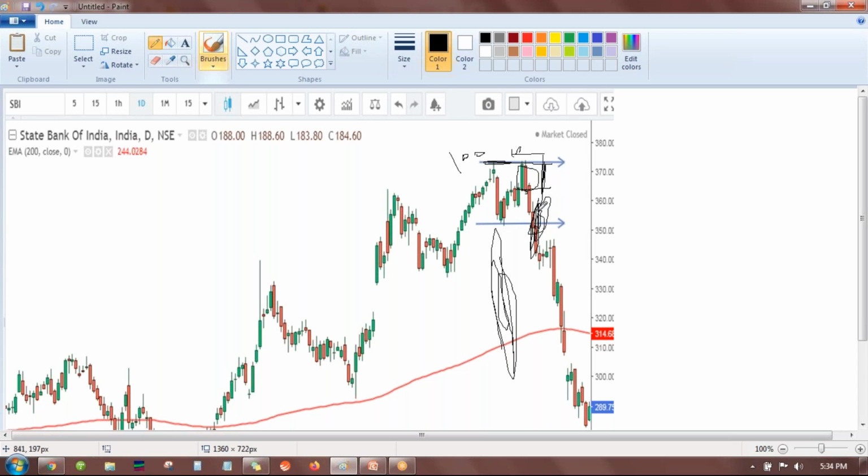What if it fails? I will get my stop loss hit. So always look at the risk reward ratio. The smaller the candle, the smaller our stop loss range is. For example, this is our entry point and this is our stop loss. This is one condition.